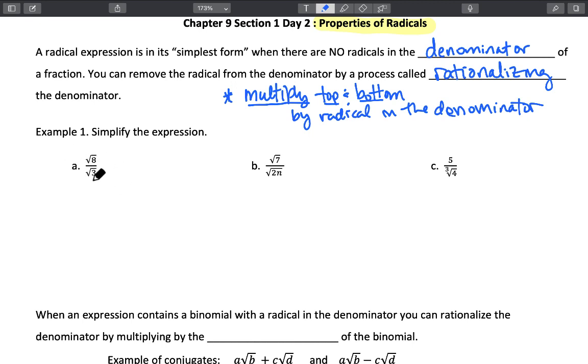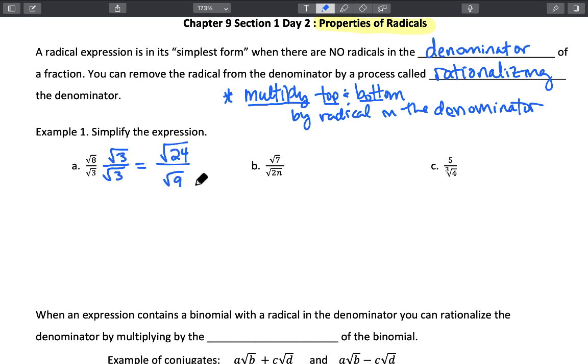Well, this should tip us off. We can't have that radical in the denominator. So what we're going to do is multiply the top and the bottom of that ratio by the radical expression that's in the denominator, which is the square root of 3. Now, when we multiply this, we're going to multiply straight across, numerator times numerator, denominator times denominator. And I'm going to end up with the square root of 24, that's my 8 times 3, in the numerator, divided by the square root of 9.